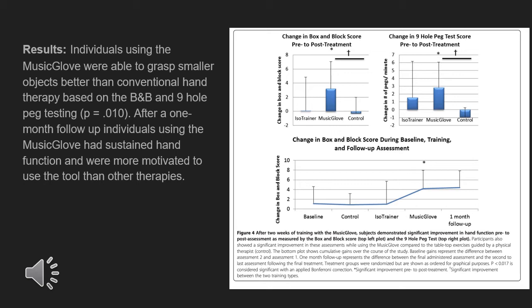And then the one thing that I also liked is after a 1-month follow-up, we see that the individuals still using the Music Glove had sustained hand function. And they were also more motivated to use the tool more than the actual conventional therapy. And that's what these graphs to the right are looking at. They're looking at pre and post test of the box and block score, the change in the 9-hole peg test score, and if you see, they're always improving. And then at that bottom graph, it shows where they started and where they ended. And even after they ended, after the follow-up, you see there's still a little bit of improvement with the Music Glove.